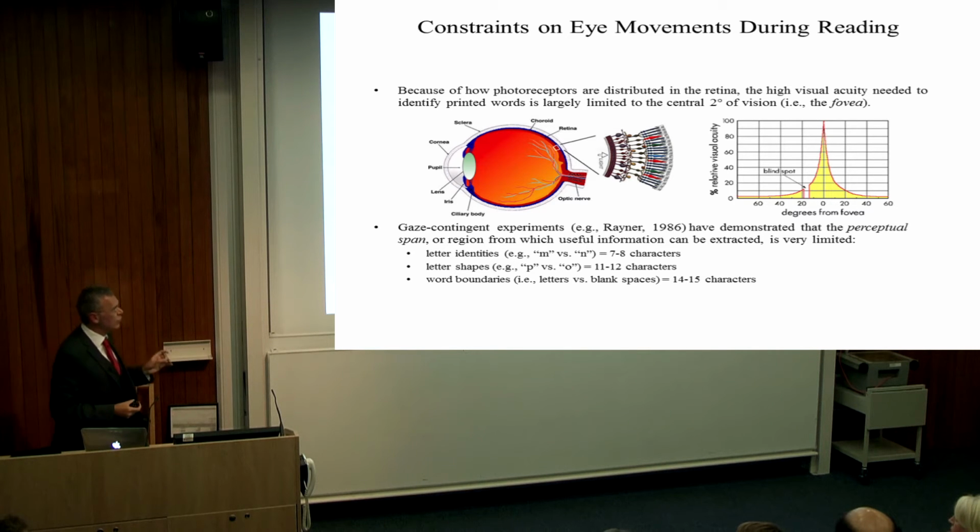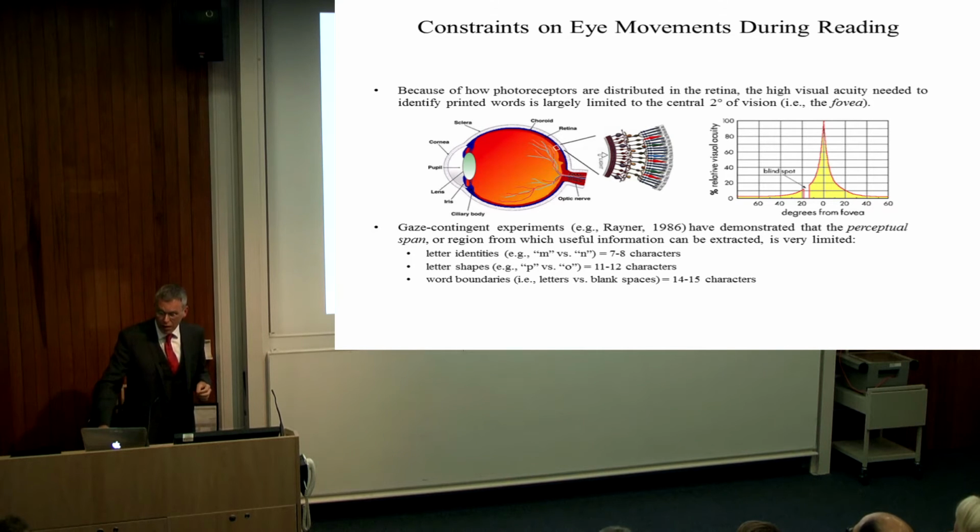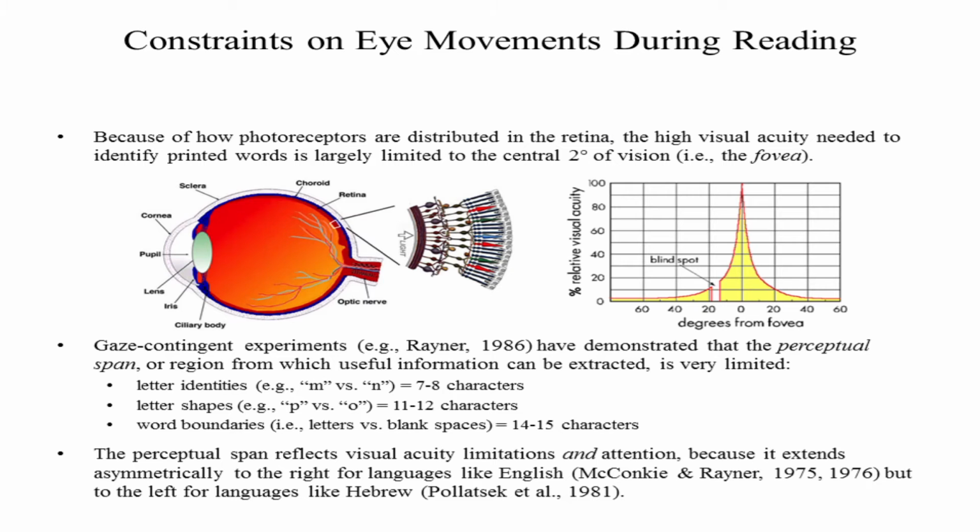Okay, and you may be saying to yourself, well, what does that reflect, or why is that important? Well, it indicates that visual acuity limitation is not the whole story, that the perceptual span and how much information we extract from the printed page really is a function of attention. And probably the most compelling evidence for this is the simple fact that the perceptual span extends asymmetrically to the right in languages like English and German and French, which are read from left to right. But if you look at languages like Hebrew, it actually extends to the left, right? Because those languages are read from right to left.